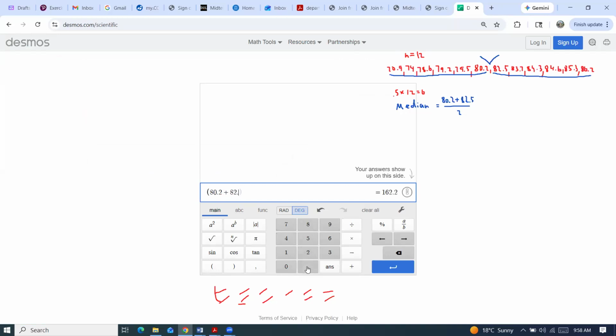So 80.2 plus 82.5, and then put it in parentheses to make sure it's divided by 2. So 81.35 is the median element for this particular group of elements, the middle element. 50%, the half, was found.